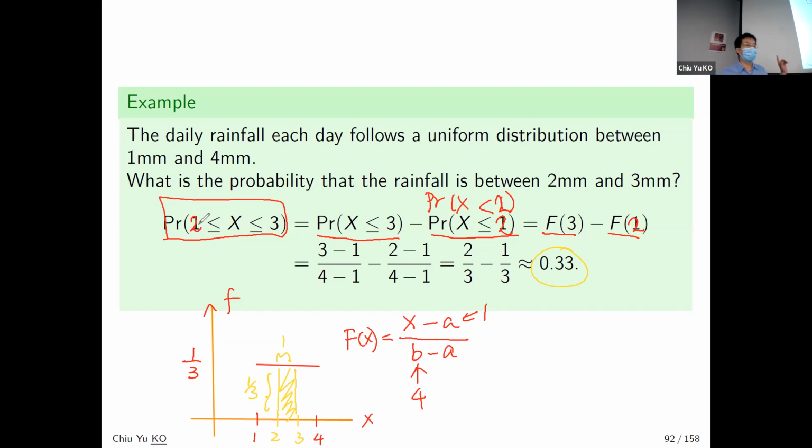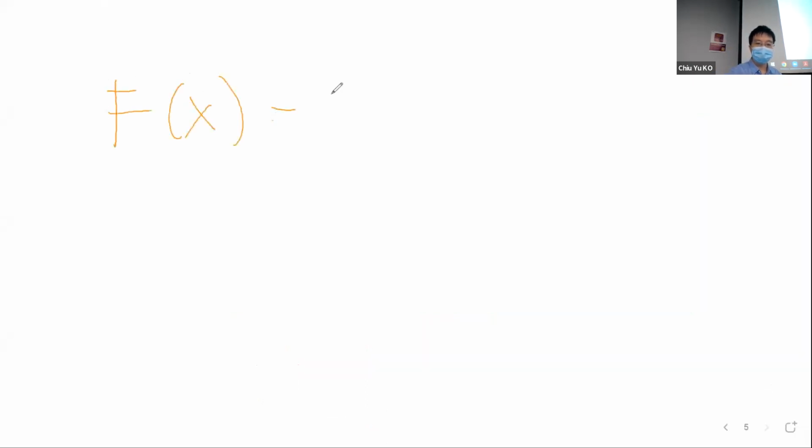During the break, many people asked me again, what's the big F and small f? So quickly, just to remind you of the definition: big F says that you give me a number, and the big F will give you the probability that the random variable is less than or equal to that number. So it immediately gives you the probability.